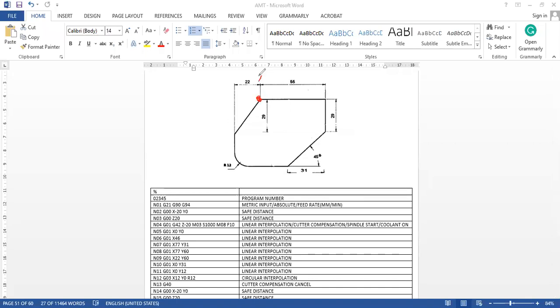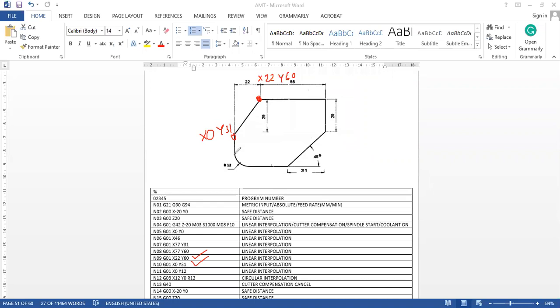So this point, the x value is 22. Here you can see x is 22, and the y value is 60. Then next point, this point. This x value is 0, and this y value is 31. So that's why G01, X0, Y31.